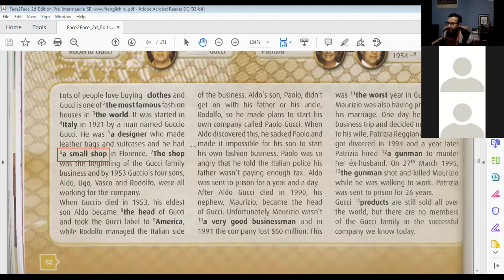Yeah. So here when we say the shop, we're talking about the same shop. But we can't say a shop anymore. We can no longer say that, now the shop has become definite. Do you get the idea? So when you talk about something for the second time, you have to use the. Do you get the idea? Yes. Yeah. And the same story with a gunman, the gunman. The same idea. All right?